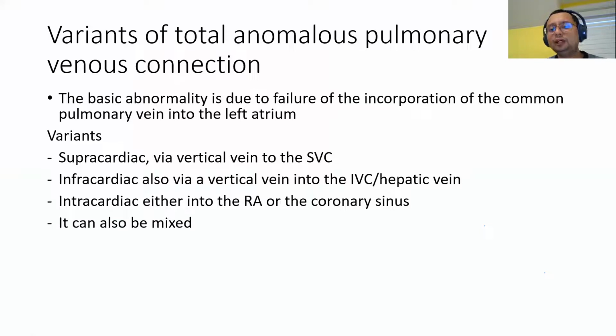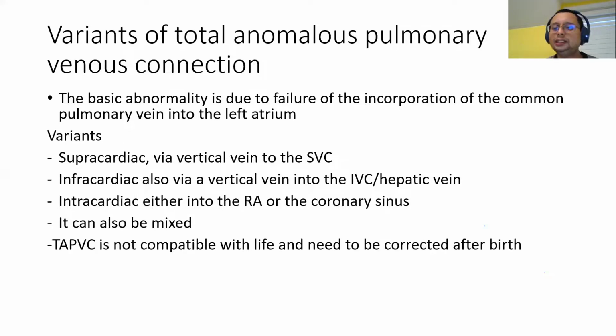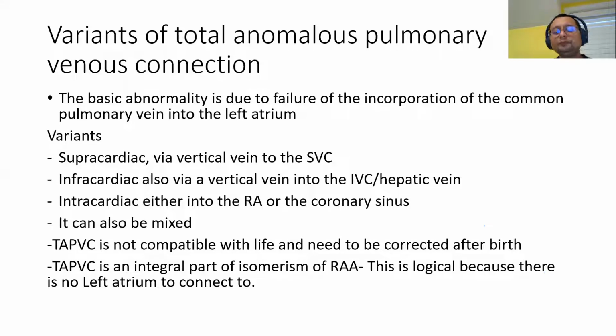However, luckily for us, patients with total anomalous pulmonary venous connection don't survive childhood. Usually they get operated on in early childhood. Once they see us, they have usually already been operated upon. And this total anomalous connection is actually an integral part of isomerism of the right atrial appendage. If you remember, isomerism of the right atrial appendage is when both atria are morphological right atria. So this is logical, because there is no left atrium for the pulmonary veins to connect to.